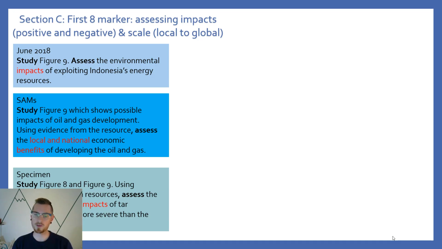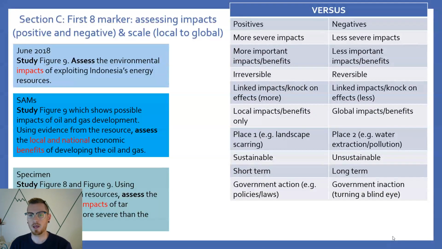So this is all about assessing the impact. How could we do this then? You need to come up with 3 different points about assessing the potential positives and negatives on the environment or potentially economically. And it could be asking you to do that from a small scale, local, to a much larger scale, national, global. So here's some ideas.